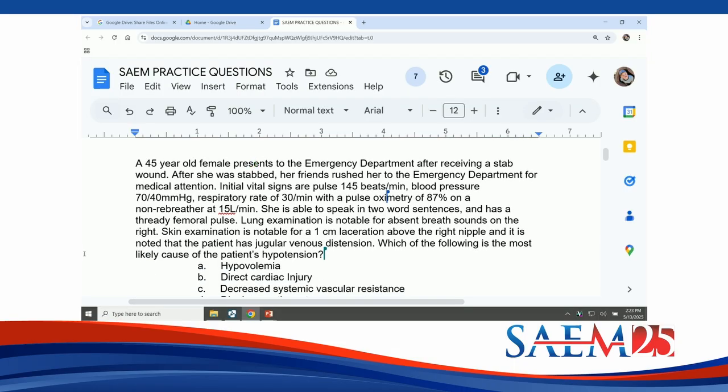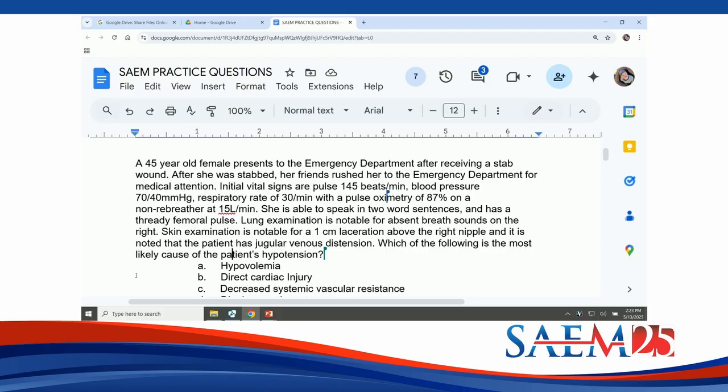Okay. 45-year-old female gets stabbed. She's rushed to the ER. Vital signs: pulse of 145, blood pressure is low, respiratory rate is high, sats are terrible. Put on a non-rebreather. She can speak two words at a time. So, a thready pulse. There's a great description going on here. Lung examination: absent breath sounds on the right. Is that the side she got stabbed in? Doesn't say. Okay, so we might need to clarify that.